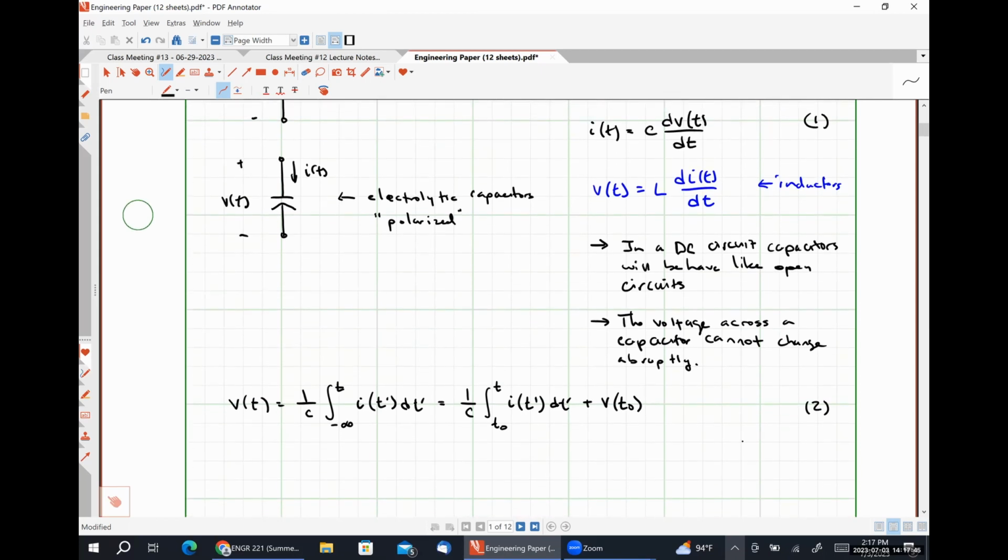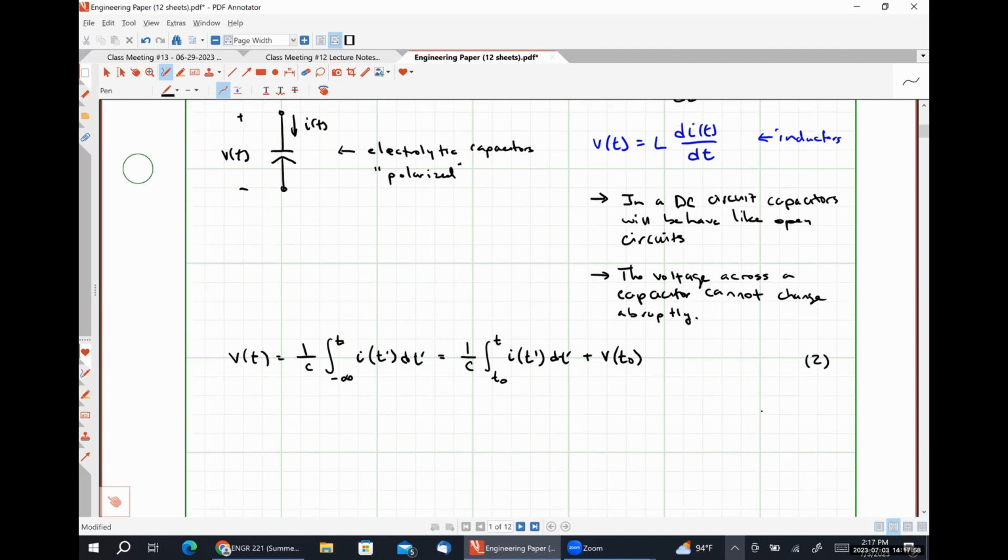Okay. So we use relationship 1 when we want the current and we know how the voltage is behaving. We use relationship 2 when we want the voltage and we know how the current is behaving.